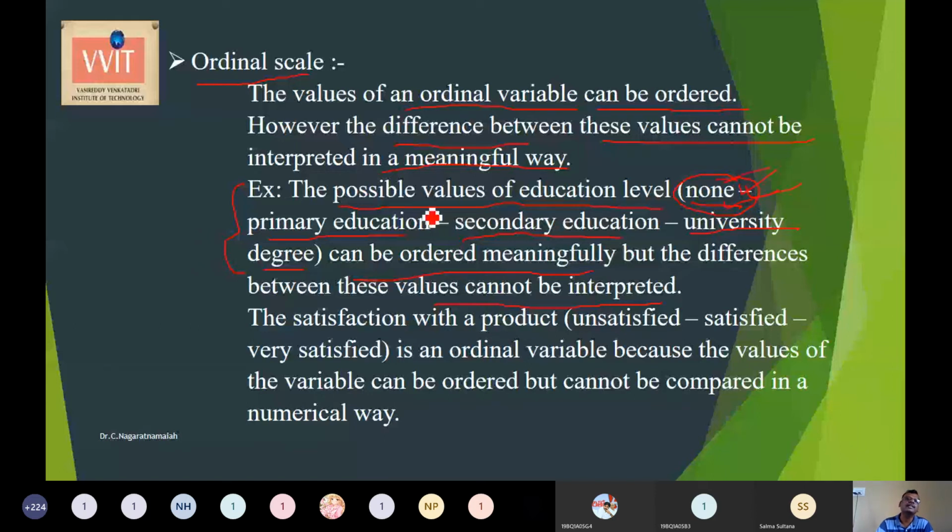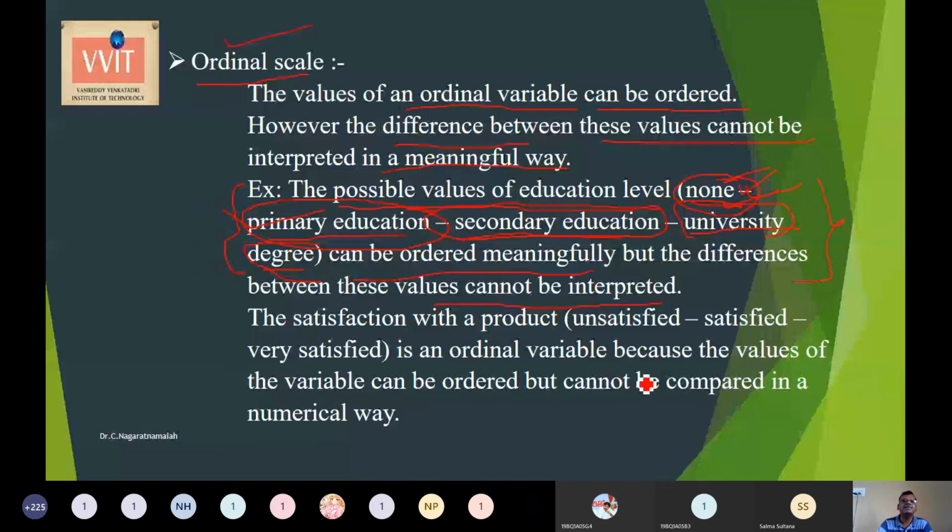Coming to school education, at the primary level he gains all the primary values, and after that some knowledge he is gaining in this education also. And now you are studying the BTech level, where you get some knowledge too. Each one has meaningful values, but the differences we cannot define. That is very important for such types of variables that we have to take into consideration as the ordinal variable, and we have to define that as an ordinal scale.